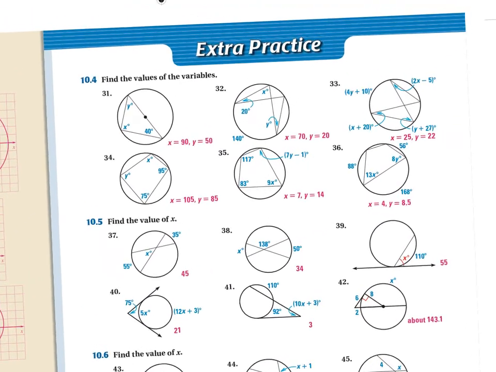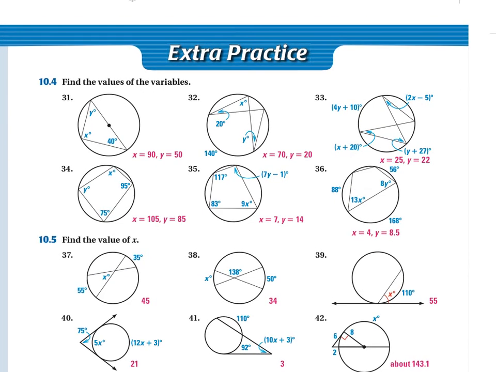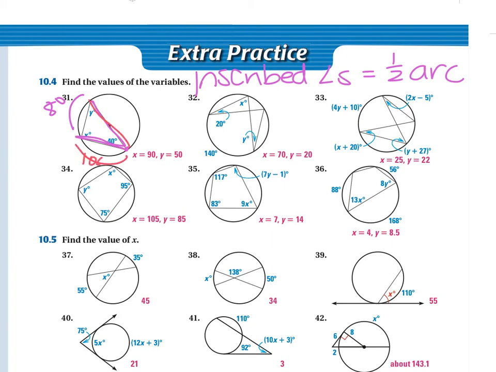Okay, 10.4 was about the intercepted arcs from inscribed angles. So remember, inscribed angles equal 1/2 the arc. So, you know, this angle here being 40 degrees means that this arc here would be twice that, or 80. And then this is the diameter, so this would be 100, making y half that, which is 50. And then this would also be 180, which makes this half that, or 90.